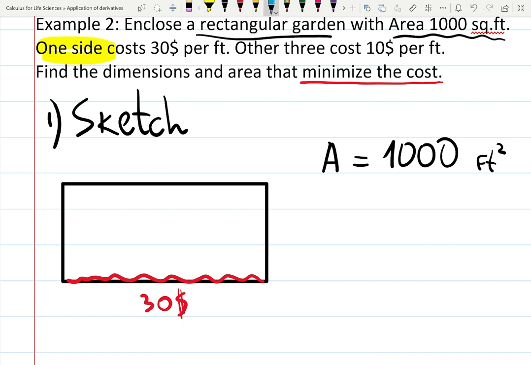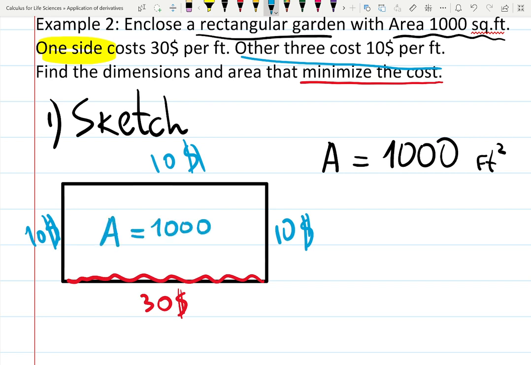Sometimes they do write all this stuff. I don't like too much writing, so I just shorten the problem. The other 3 are $10 each. So I know it's 10 here and 10 here. Again, it's not size, it's not 10 feet, kilometers, or whatever. It's $10. This is how it looks, and then the area is 1,000. Okay, that's a nice sketch. What's the question? Find the dimensions of the area that minimizes the cost. I see. So I went to the store and found the prices. For the wooden part in blue, it will be $10 per foot.